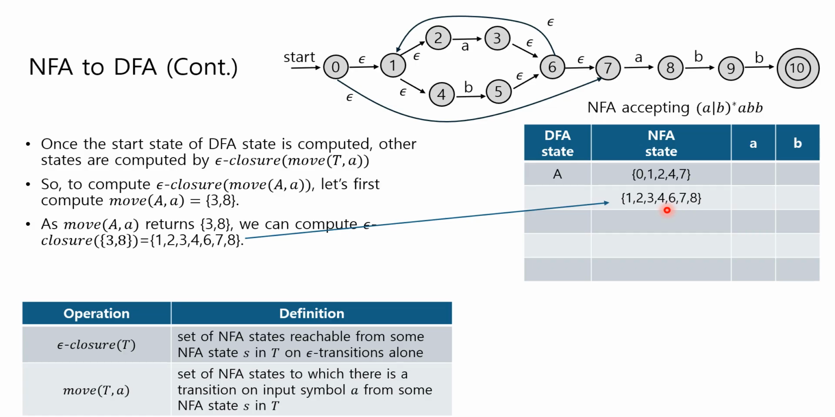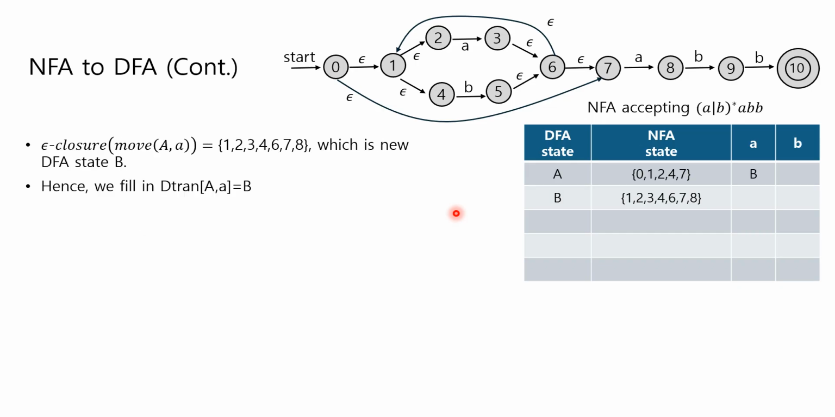And in this case, we add a new DFA state B because this newly calculated NFA state is not in the existing NFA states. So we add the new DFA state B. So Dtran[A, a] is B, because we compute Dtran[A, a] by the epsilon closure of move over A, a.